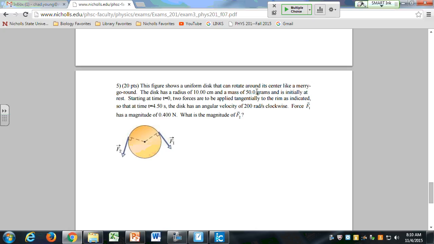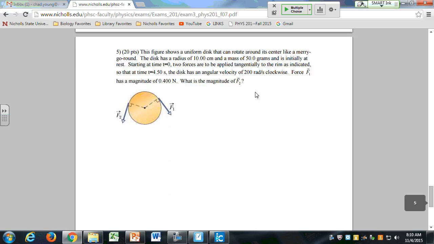Okay, this one's something similar. This figure shows, this is fall 7 exam 3. And it has a uniform disk. So again, it's a cylinder that's rotating about its central axis. It has a radius of 10 centimeters, so my radius is 0.1 meters. That's this distance on the disk. It has a mass of 50 grams. It says that in grams.